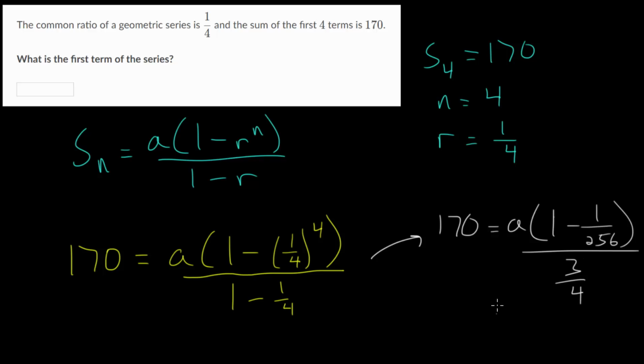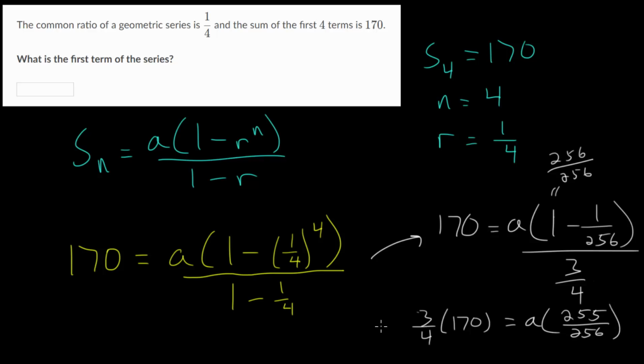So to simplify this, we can multiply both sides of the equation by 3/4, cancel out that denominator. And 170 times 3/4, we can just write that out. So we have 170 times 3/4 is a times 1 minus 1 over 256. Well, 1 is just 256 over 256. We're subtracting 1 in the numerator. So you get 255 over 256.